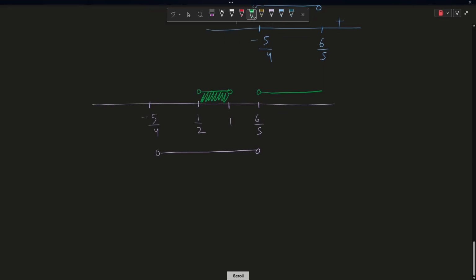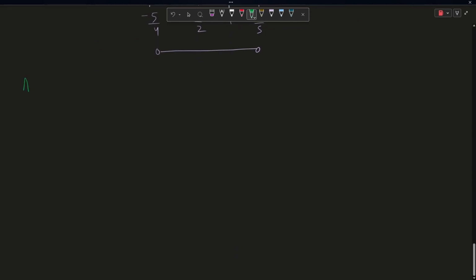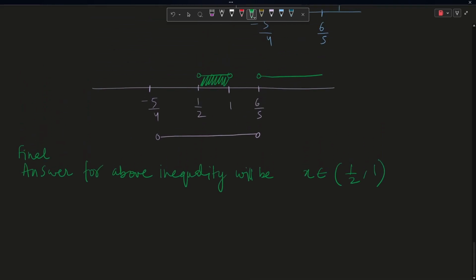So the final answer for the above inequality will be x belonging to 1 by 2 to 1. This will be our final answer.